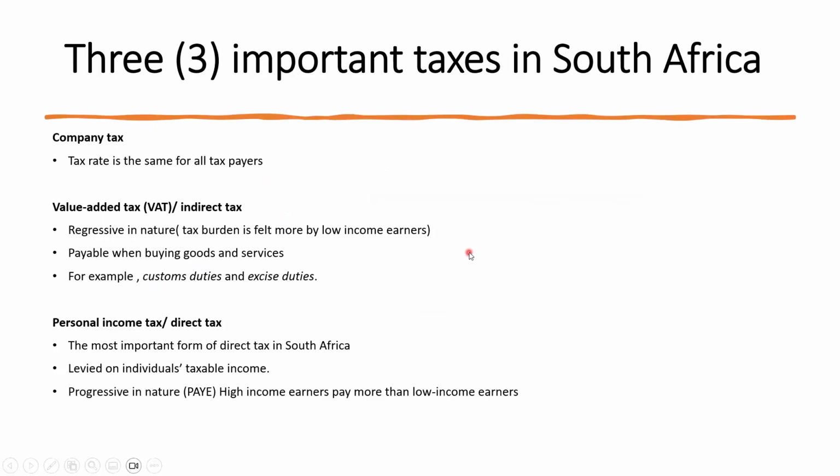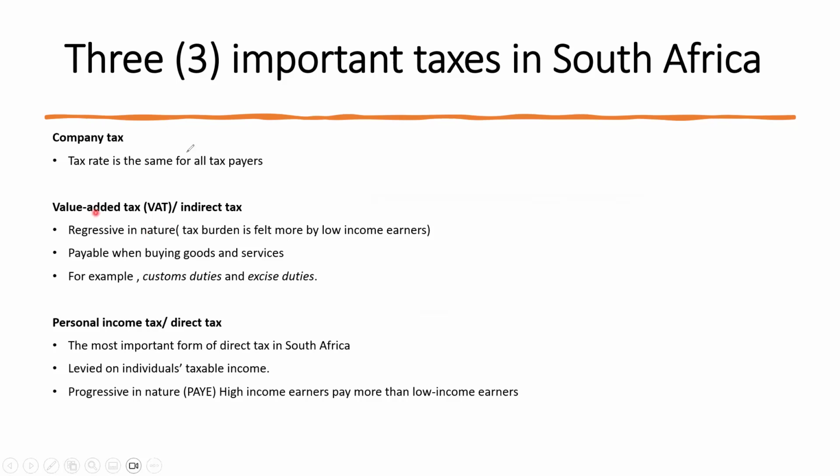We have three important taxes in South Africa. We have the company tax, which is also called the proportional tax. That is where the tax rate is the same for all taxpayers. And then we have value added tax, which is an indirect tax. It is regressive in nature. This is because the tax burden is felt more by low income earners. So low income earners end up paying more than high income earners for regressive tax.